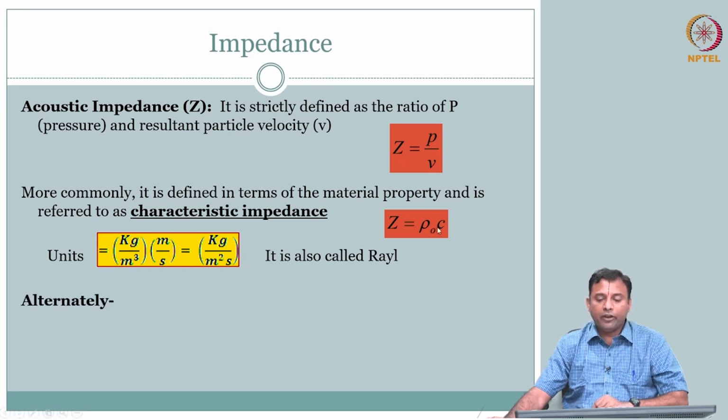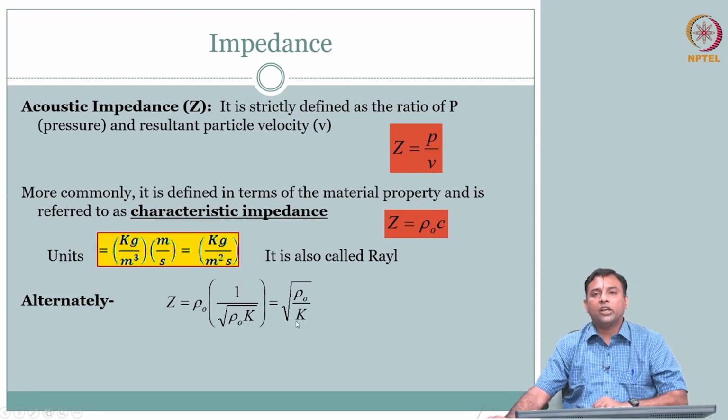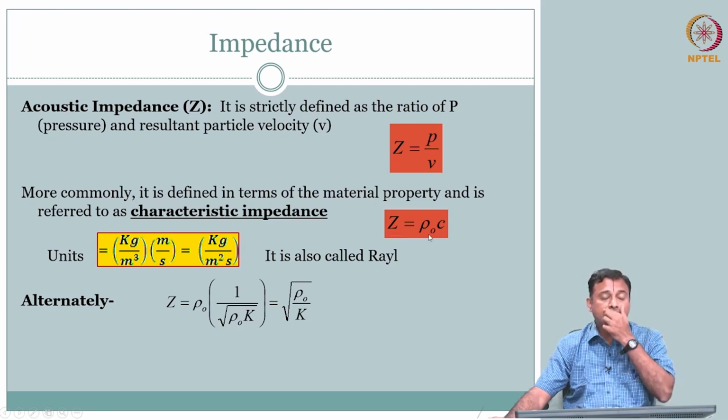So, this is one way of writing it. Alternatively, because we have the C, which we also encountered in our wave equation, and we saw that 1 by C square you wrote in terms of compressibility and density. So I can substitute for that. So I can write Z is rho naught C is 1 by square root of that, so there is an alternate form you can also write. But I think this is a very standard way to remember. Z is equal to rho naught C is a characteristic impedance, a very handy relationship.